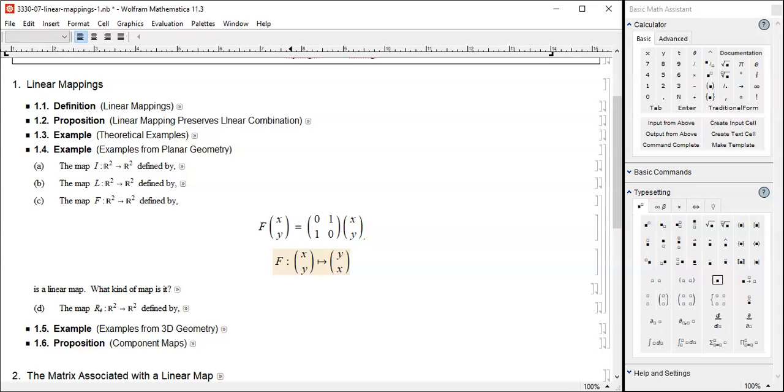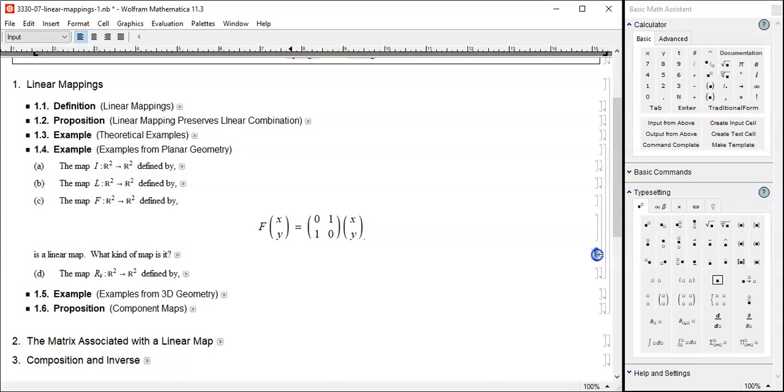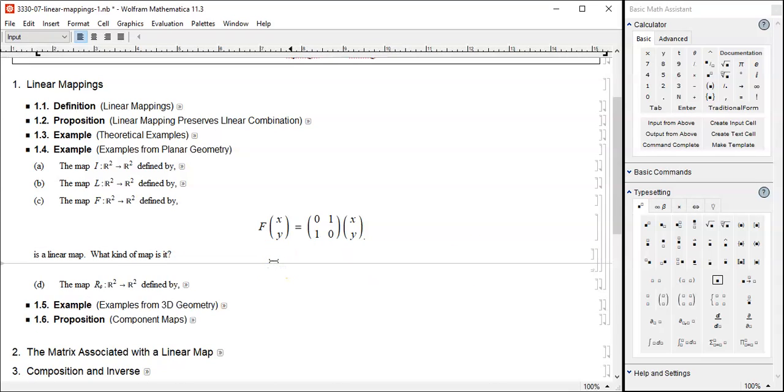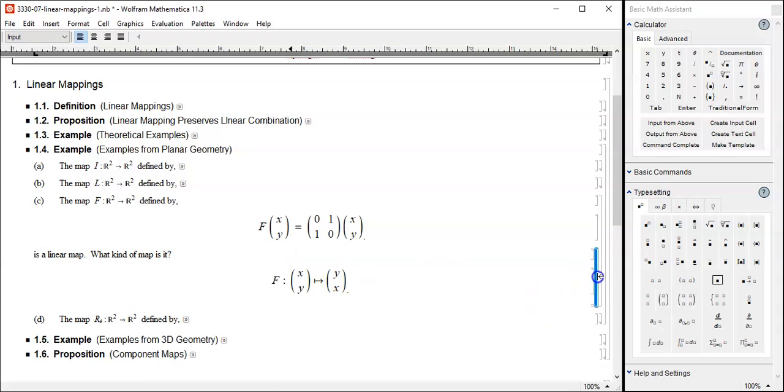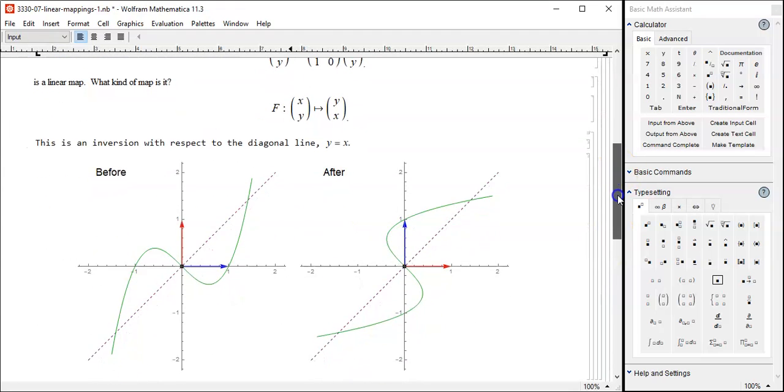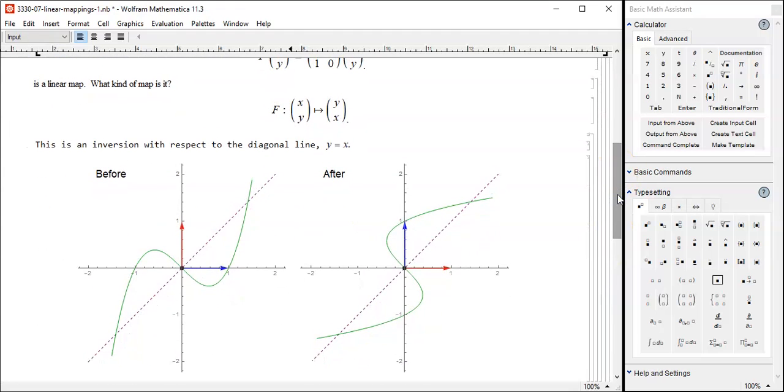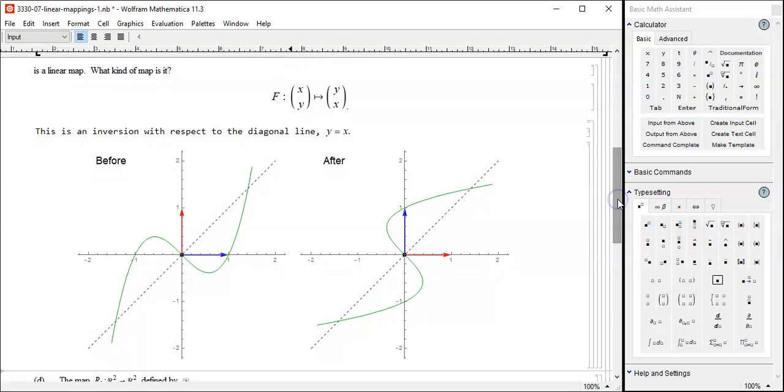We just switched x and y. So what happens if we switch x and y? What kind of map is it? Switching x and y. Is there a good way to visualize it? Well, here's a visualization. It's an inversion, or it's a folding with respect to the diagonal line y equals x.